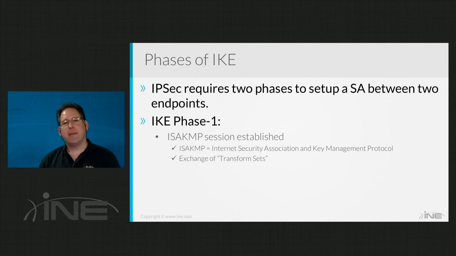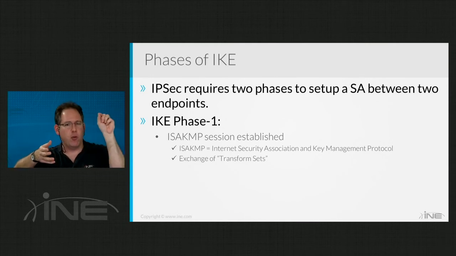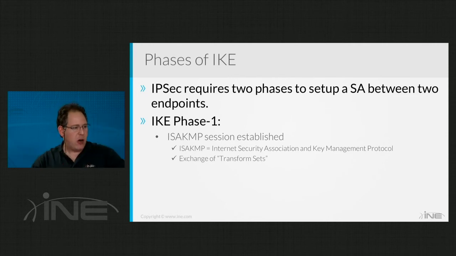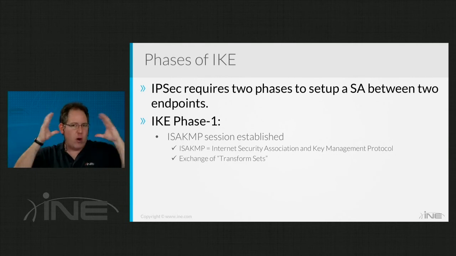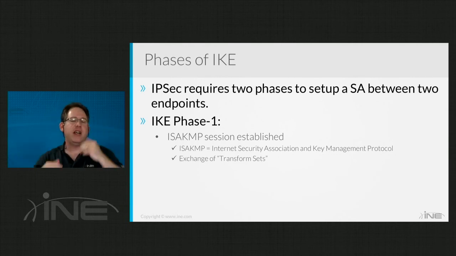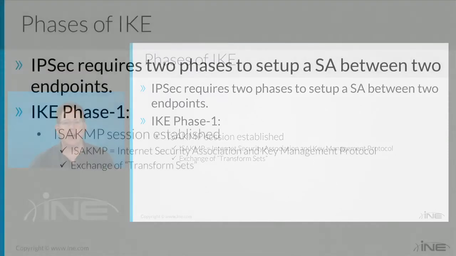Same type of thing is happening here in the world of IPsec in IKE phase 1. I'm saying, hey, here are the authentication protocols I support, and here's my preferred one. Here are the encryption protocols I support, and here's my preferred one. Those are called transform sets, that set of standard protocols that you want to use and are trying to negotiate with your partner. So that is IKE phase 1.